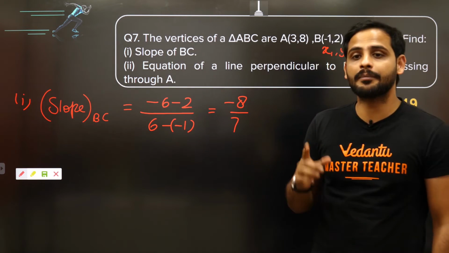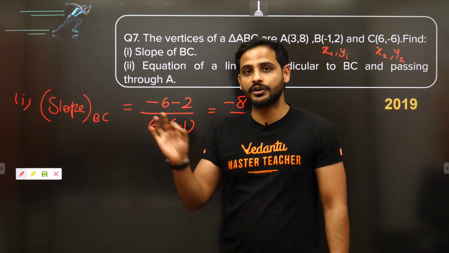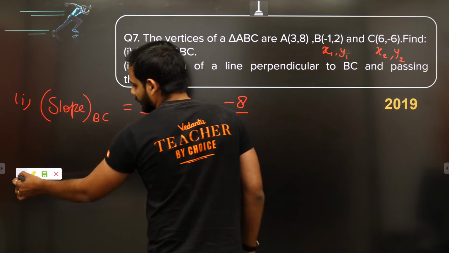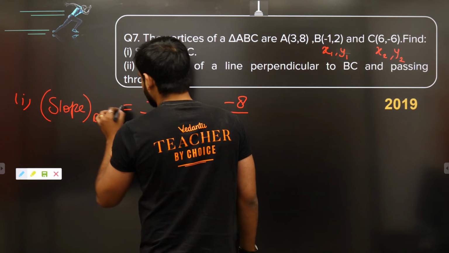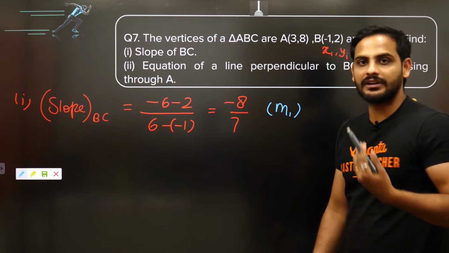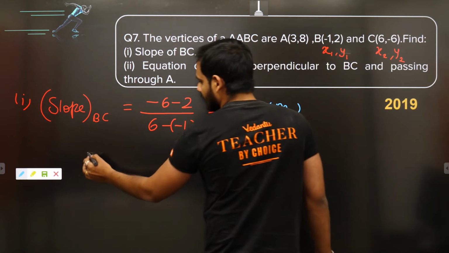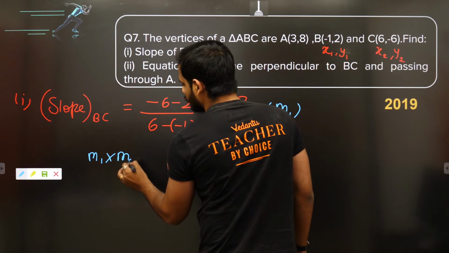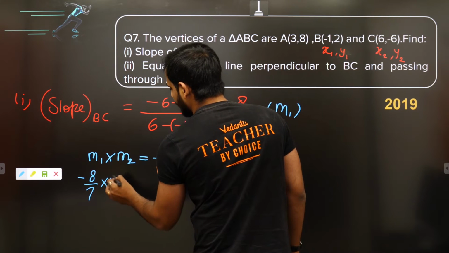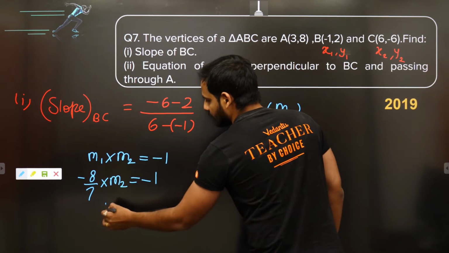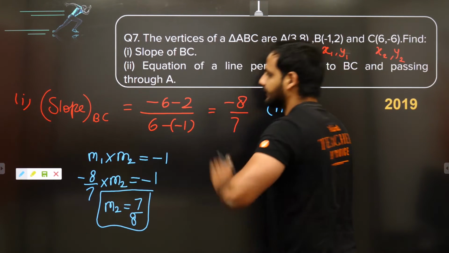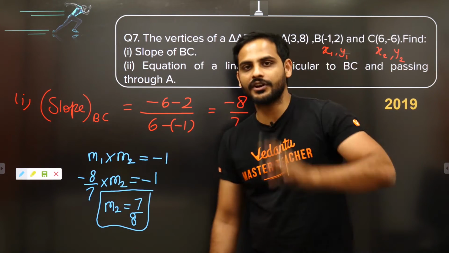We know if two lines are perpendicular to each other, the product of the slopes of that line will be minus 1. Let us say this slope is equal to m1, and the slope of the second line which I want will be m2. I know that m1 into m2 should be equal to minus 1. So minus 8 by 7 into m2 is equal to minus 1. So you have got m2 is equal to 7 by 8. But they are telling me to find out the equation of the line.